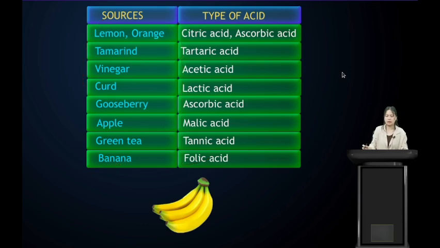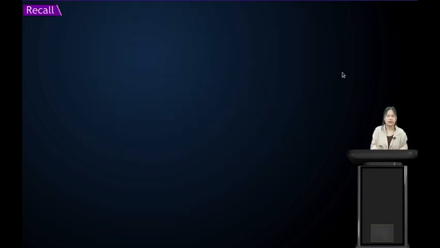Now when we look at this chart, we see that the acids present in the fruits or the vegetables are natural acids because they occur naturally in nature.